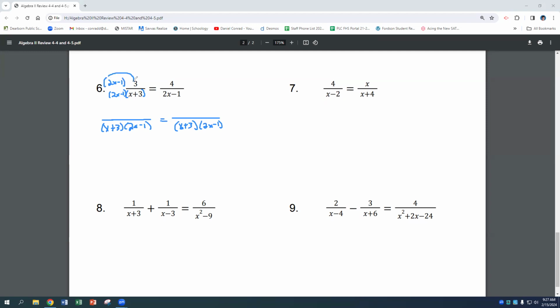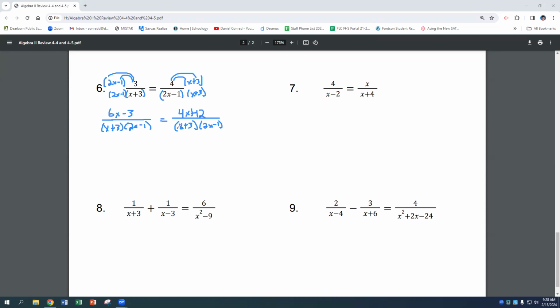Okay, I distribute my 3. That's going to be 6x minus 3. On this side, I'm missing the x plus 3, right? So I need to multiply the bottom by x plus 3 to get the denominator I want. But if I multiply the bottom by x plus 3, I need to multiply the top as well. So I get 4x plus 12.